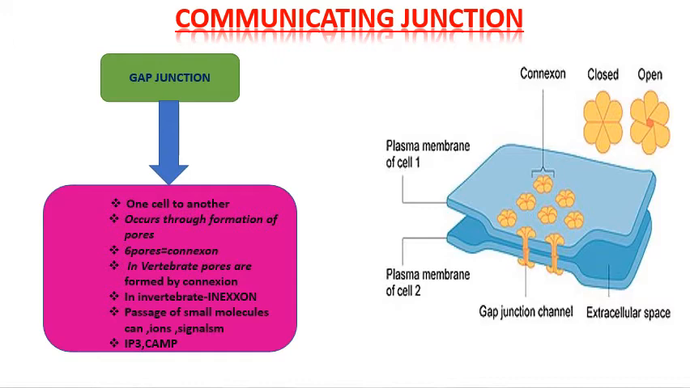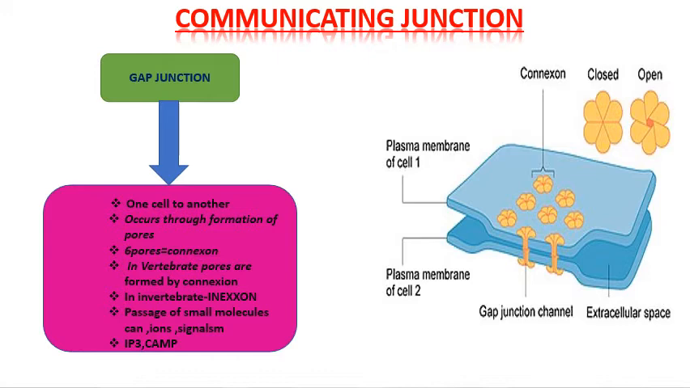Here you can see that on the surface of the plasma membrane, pores are formed. 6 pores, you can count it, 1, 2, 3, 4, 5, 6. Each pore is called a connexin. These connexins together form a connexon, where they transfer the material directly from one cell to another cell.